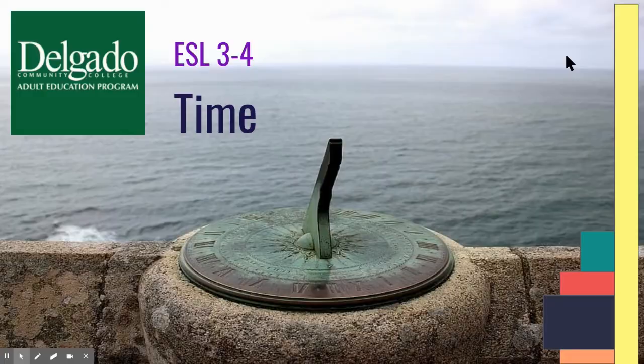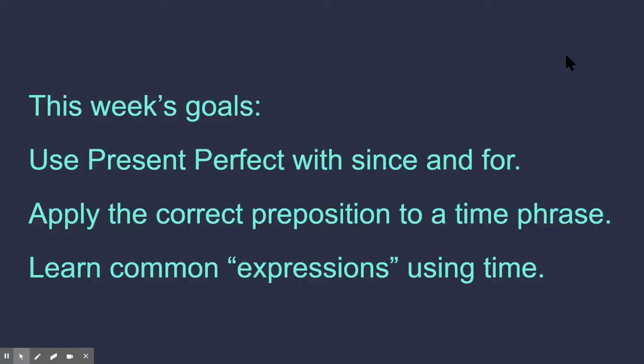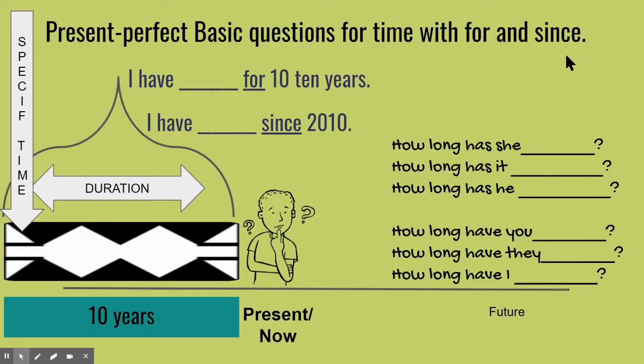This week's topic is time. The goals for this week are to work with the present perfect with since and for. We'll talk a little bit about prepositions with time phrases, and we will focus on some common expressions using time. We've already covered the present perfect before, but we're going to use the words for and since this week.